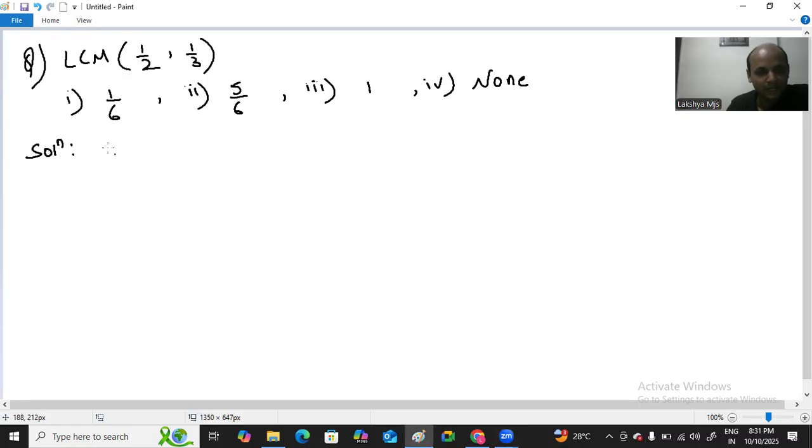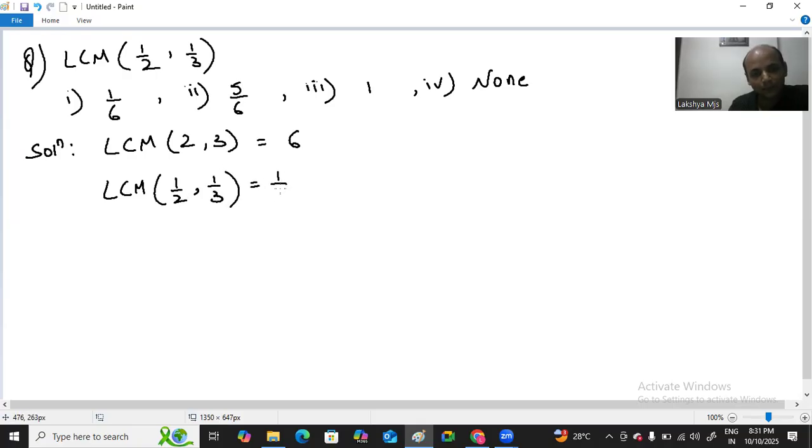So students, generally we tend to write that LCM, since we know that LCM of 2 and 3 is 6. So students tend to write LCM of 1 by 2 and 1 by 3 as 1 by 6. But that is wrong. Lowest common multiple, LCM is the least common multiple.